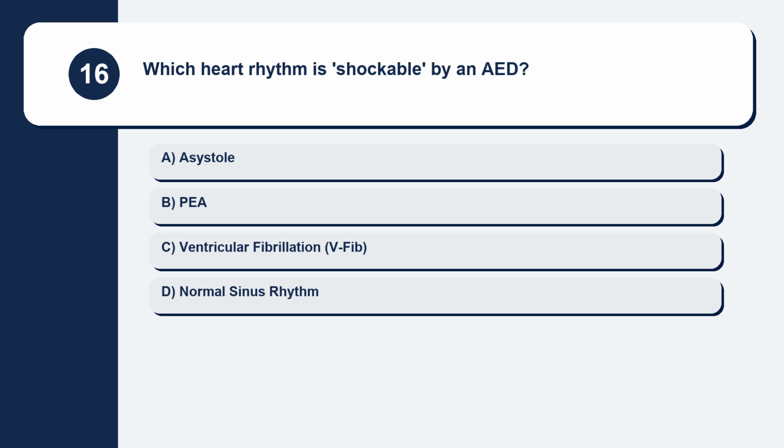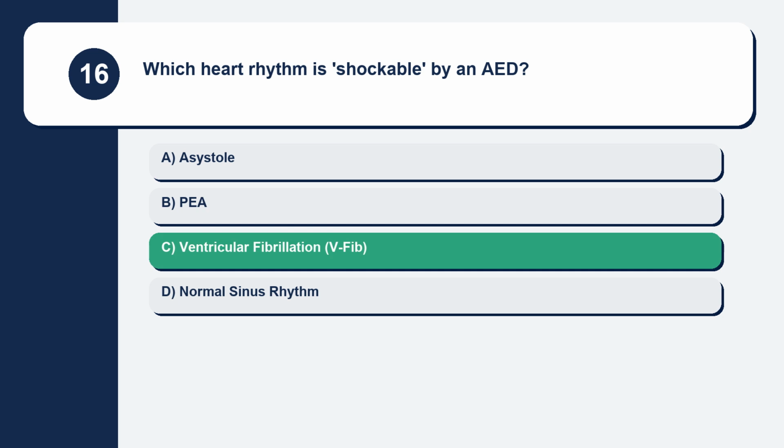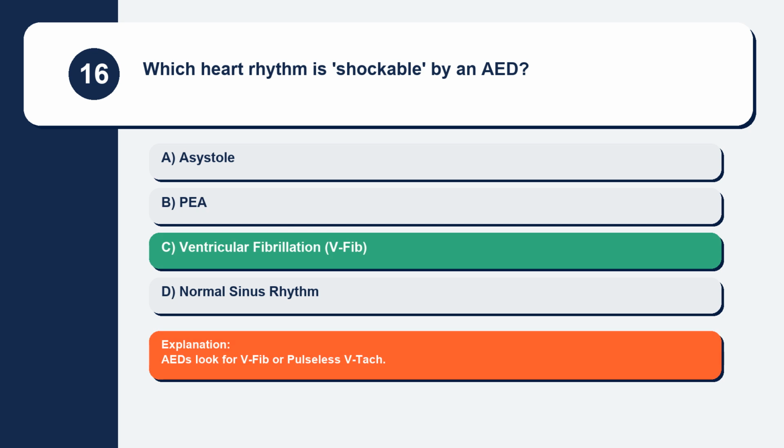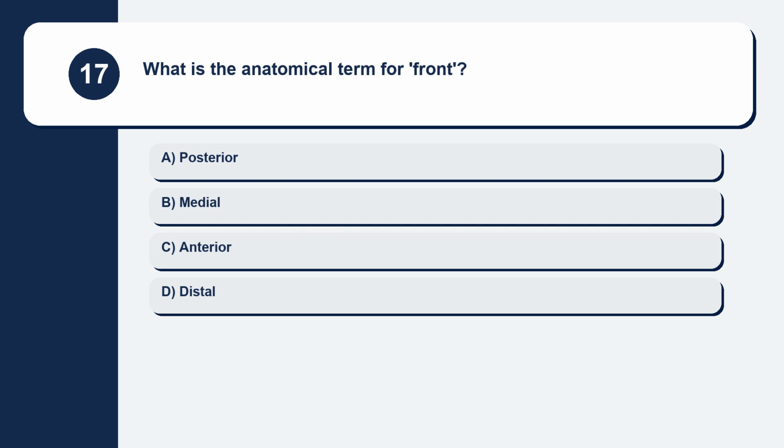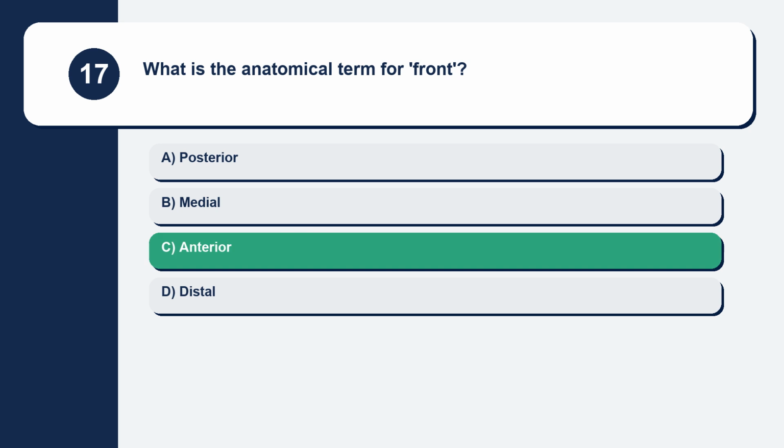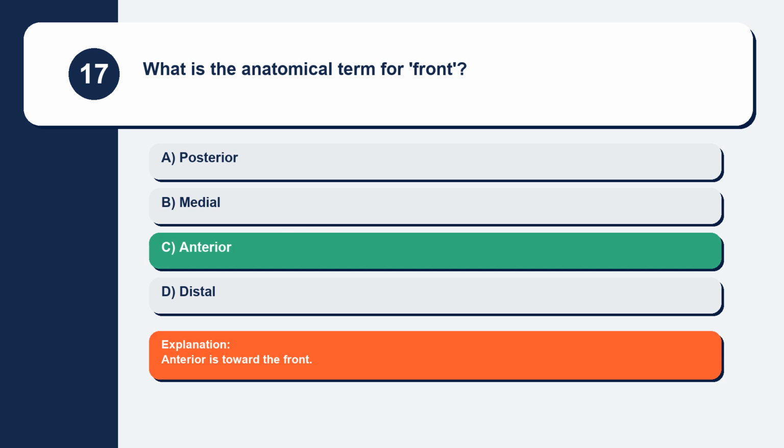Question 16. Which heart rhythm is shockable by an AED? Asystole, PEA, ventricular fibrillation (VFib), normal sinus rhythm. AEDs look for VFib or pulseless VTach. Question 17. What is the anatomical term for front? Posterior, medial, anterior, distal. Anterior is toward the front.